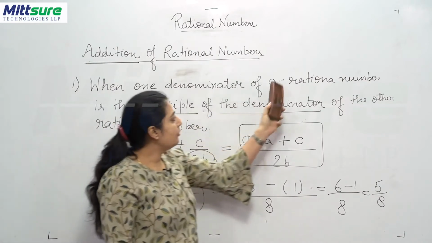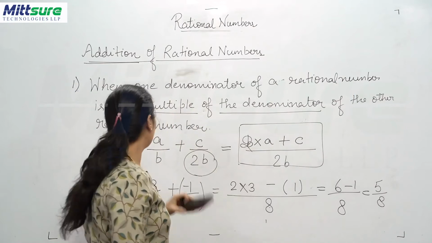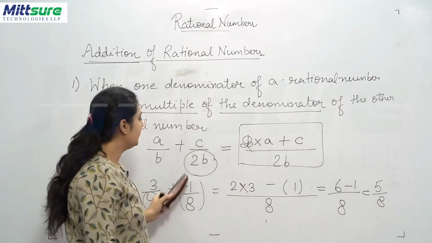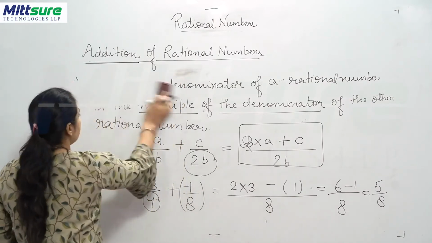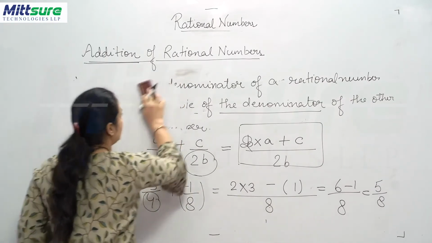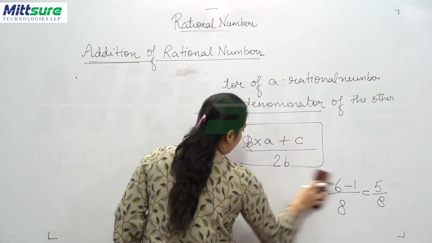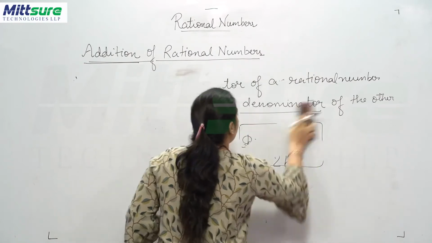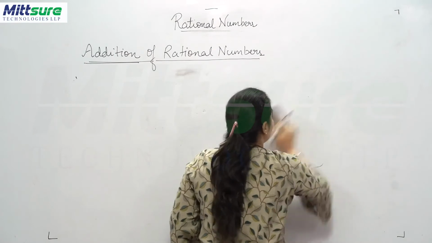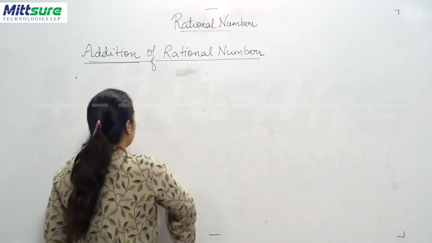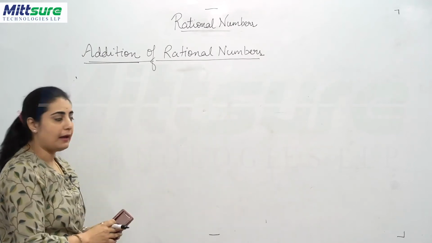When one denominator of a rational number is the multiple of the denominator of the other rational number, then the condition applied is this. So in this manner, we are supposed to do the calculation. Now let's see if two numbers are co-prime numbers. In that condition, what are we supposed to do? Similarly, as we have done the addition here, we will be doing the addition in the same manner.